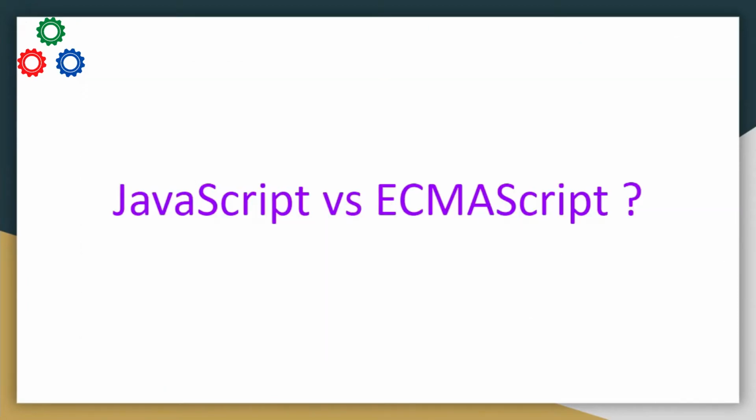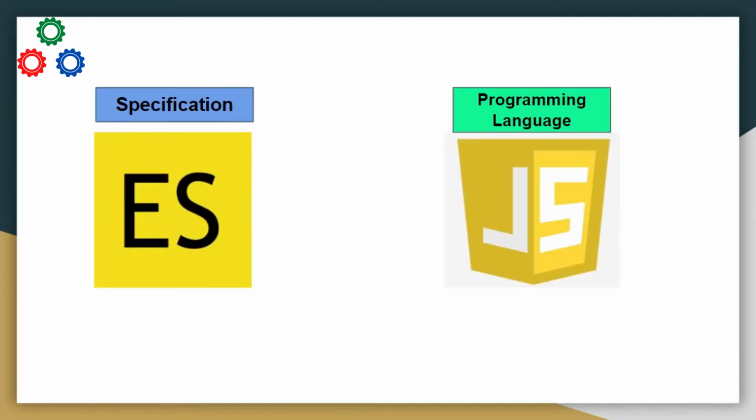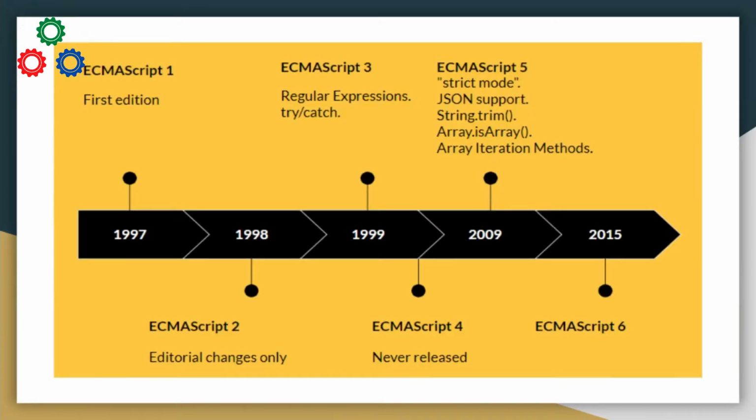Here we are going to learn JavaScript versus ECMAScript. JavaScript is a programming language which uses the specifications declared in ECMAScript. Here is the timeline of ECMAScript. ECMAScript was first introduced in 1997, then there were further breaks, and from 2015 there are annual releases of ECMAScript. The ECMAScript released in 2015 was ECMAScript 6.